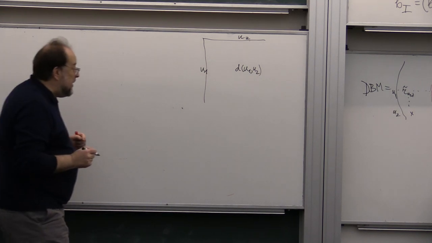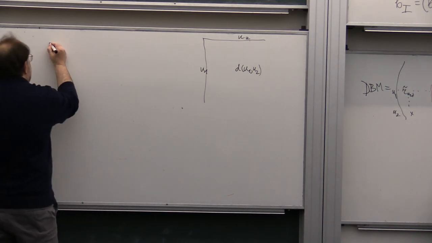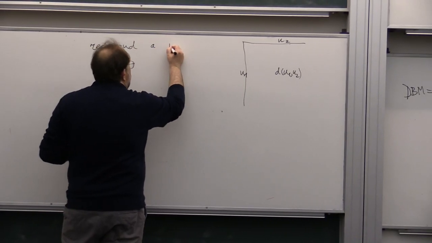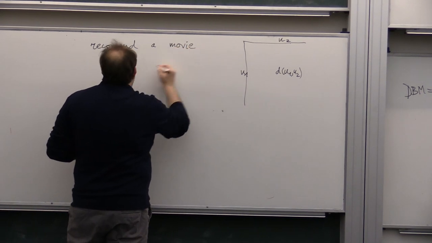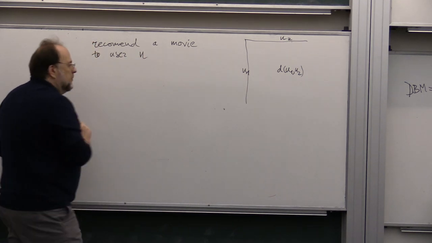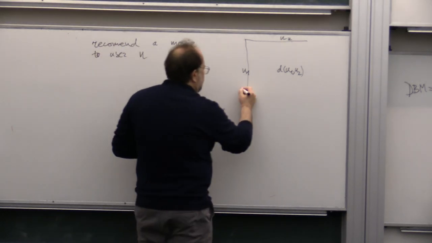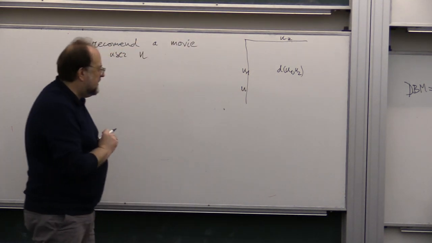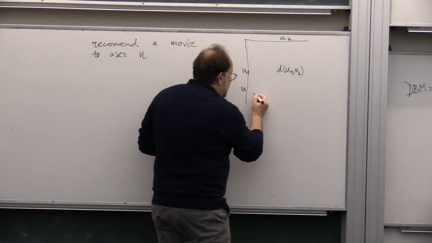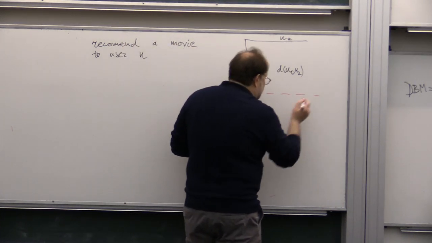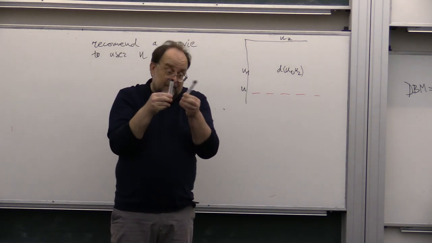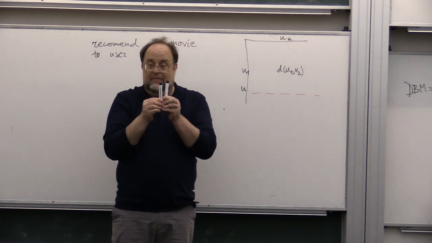So now say you want to recommend a movie to user U. Okay, here is user U. Now, among all users, you have this distance that gives you the similarity or dissimilarity of the tastes.